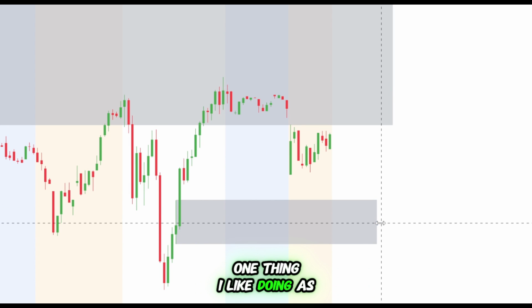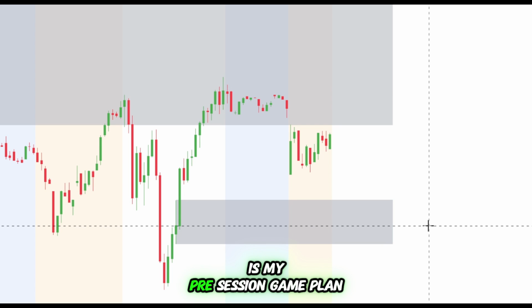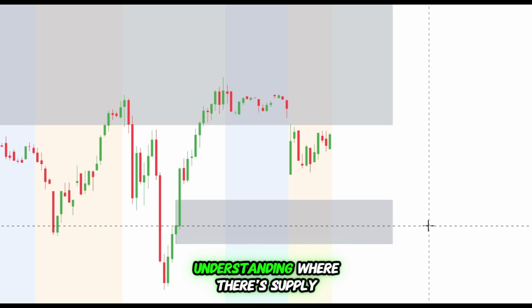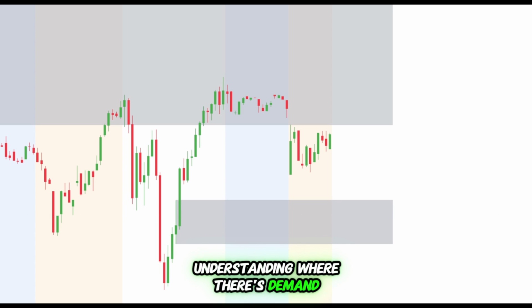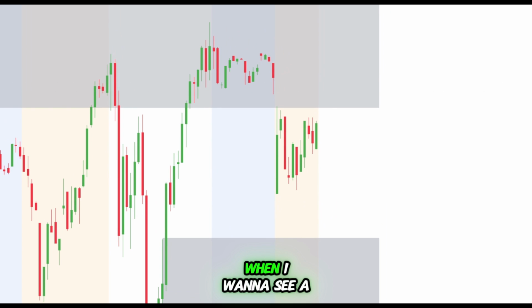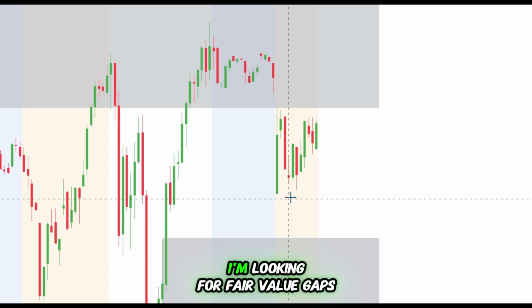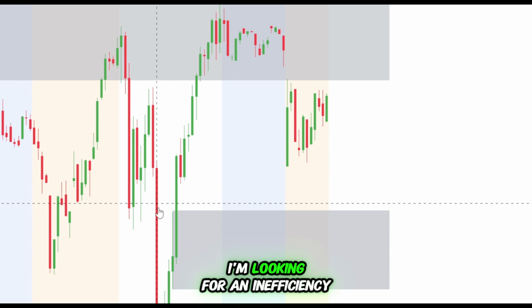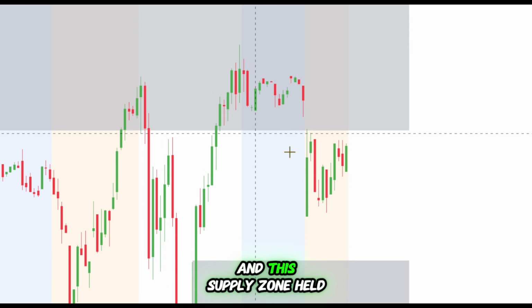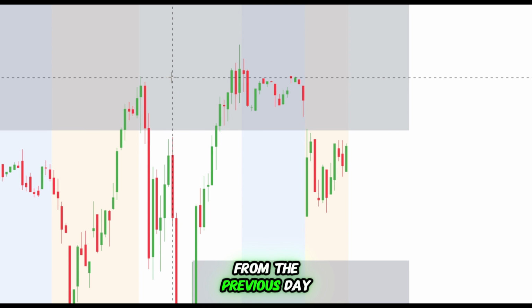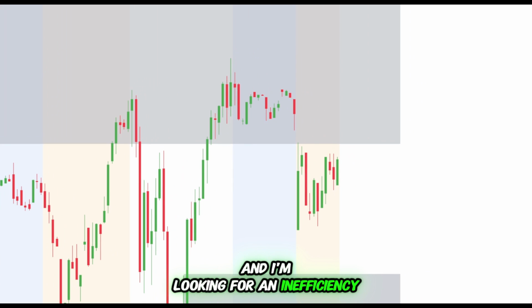And one thing I like doing as a trader is my pre-session game plan. So from about 9 to 9:30 Eastern Standard Time, I am creating game plans, understanding where there's supply, understanding where there's demand. Quite simply, for me, when I want to see a supply zone or a demand zone, I'm looking for fair value gaps. I'm looking for an inefficiency over here, and this supply zone held from the previous day, and I'm looking for an inefficiency over here.